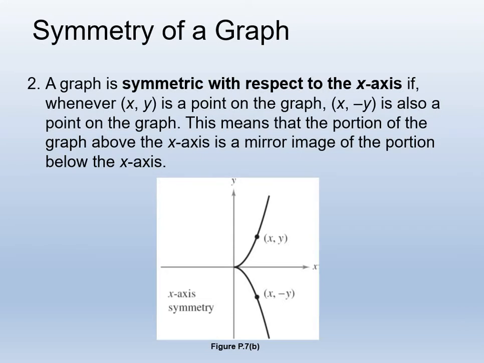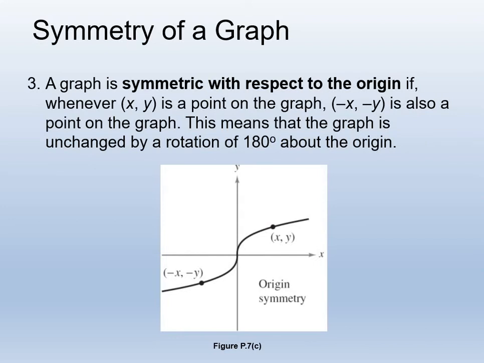Lastly, if we have symmetry to the origin, which means you have to fold the graph twice. If you fold it over the y-axis and then over the x-axis, or you could fold it over the x-axis and then over the y-axis, if it lays on top of itself, it will have symmetry to the origin. So how do we know this graphically?